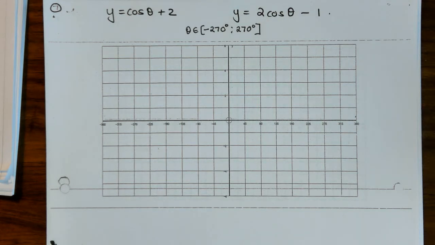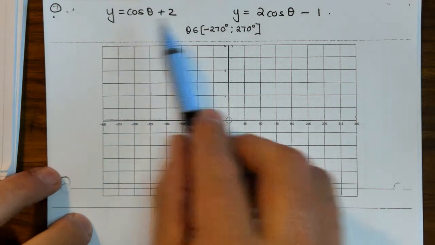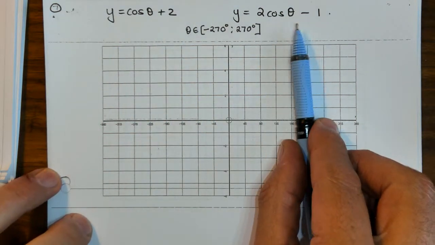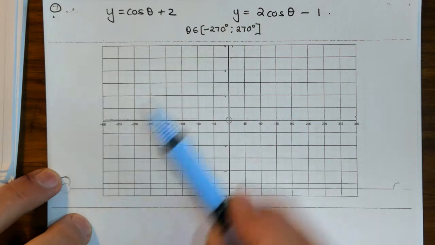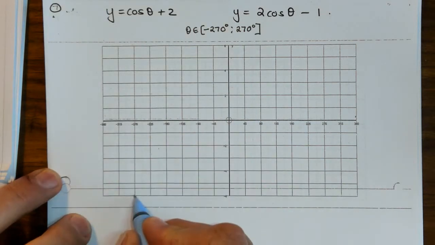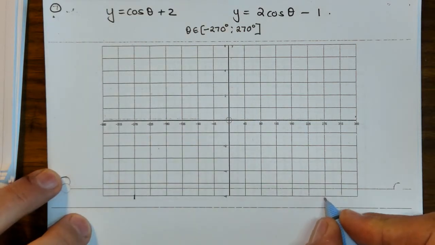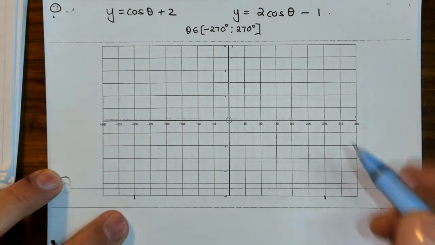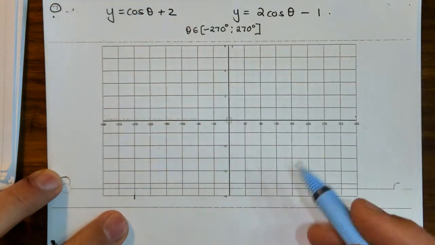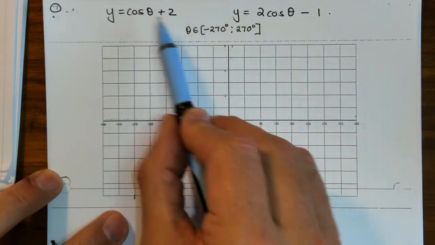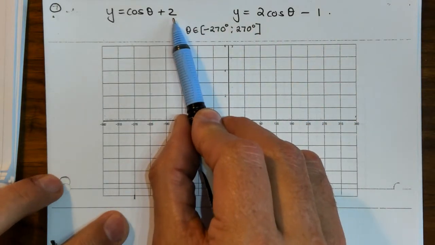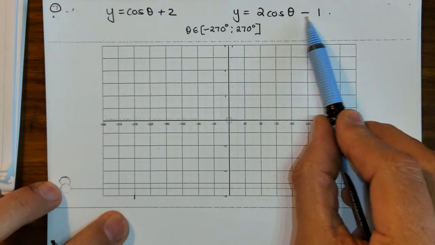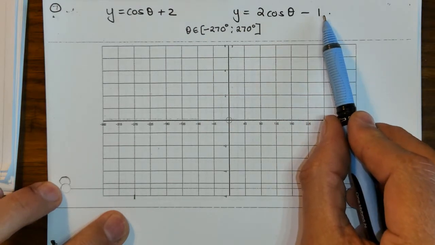Okay folks, we're again looking at the vertical transformations for cosine. We're sketching over the domain minus 270 to 270, so you cannot go past those two lines on the diagram sheet that we're sketching on. Both of these are vertical transformations. That's a vertical translation 2 units up. In the same way, that's a vertical translation 1 unit down.